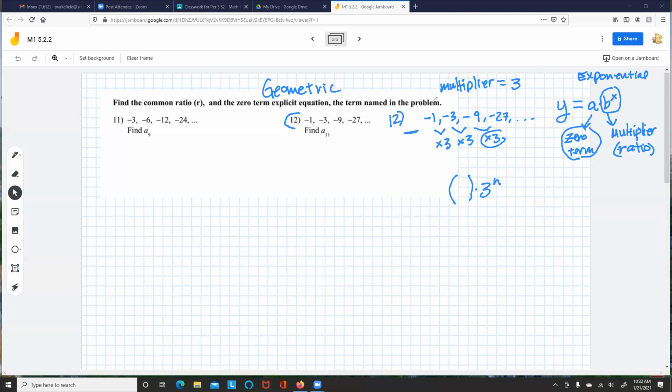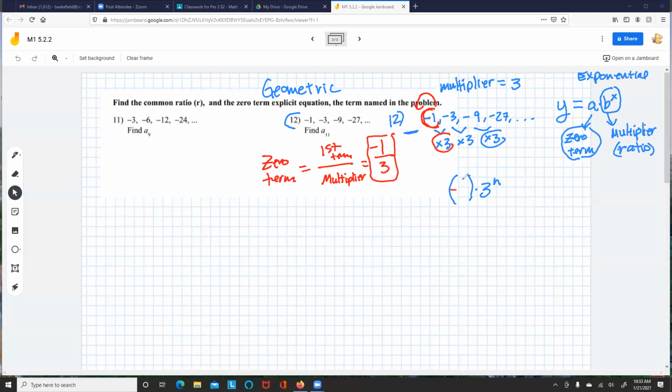The zero term is the number before this. And remember, I gave you a little equation to help you. The zero term is you take the first term, and we put it over the what? Over the multiplier. So our first term is negative 1. And I'm going to put it over the multiplier, 3. So the zero term is negative 1/3.